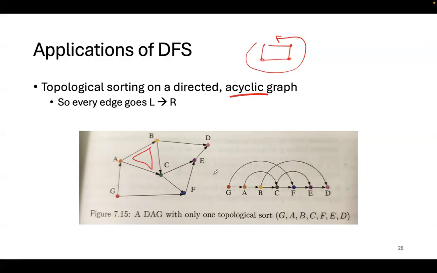And you can use DFS to find this topological sort, which is ordering the nodes so that every edge is going to go from left to right. So you can use DFS, like if you start from G, then you can go on and order the graph so that it looks like this. Okay, so that's kind of topological sort. If your group wants to do this for your video, you could.